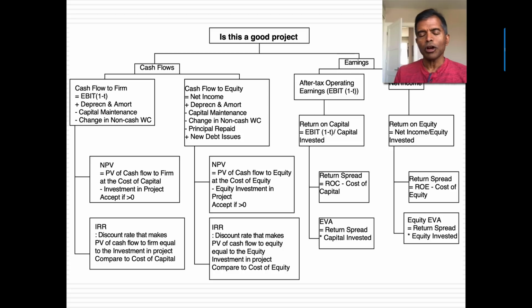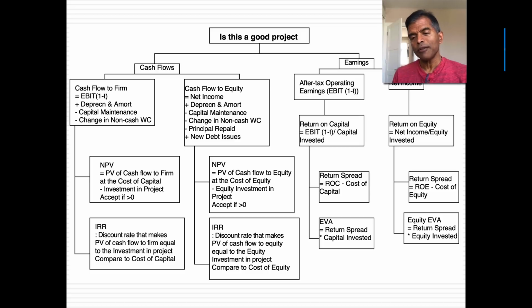You compare that to your cost of capital, at least in a very broad sense. If your return on capital exceeds your cost of capital, you're making more than you should. You have a good project or a good company. Incidentally, you can convert that return spread into what's called an EVA by multiplying by the capital invested. Not a big deal. It doesn't add any information, but you're comparing return on capital to cost of capital.